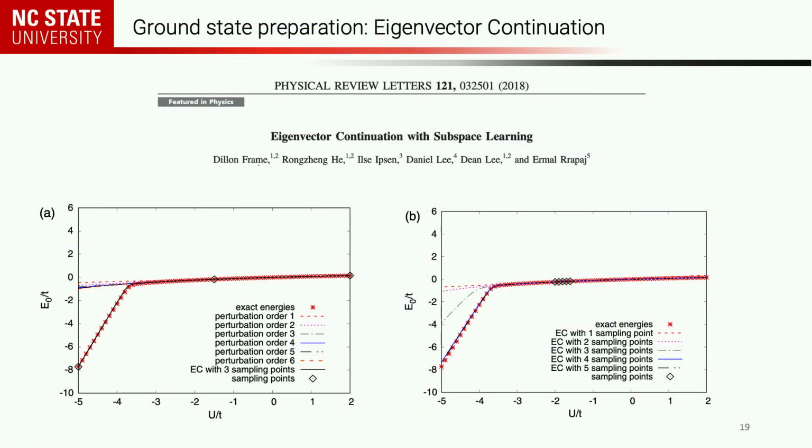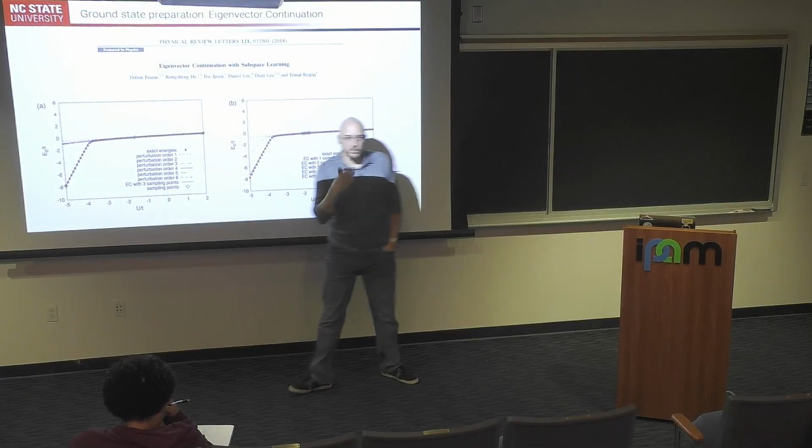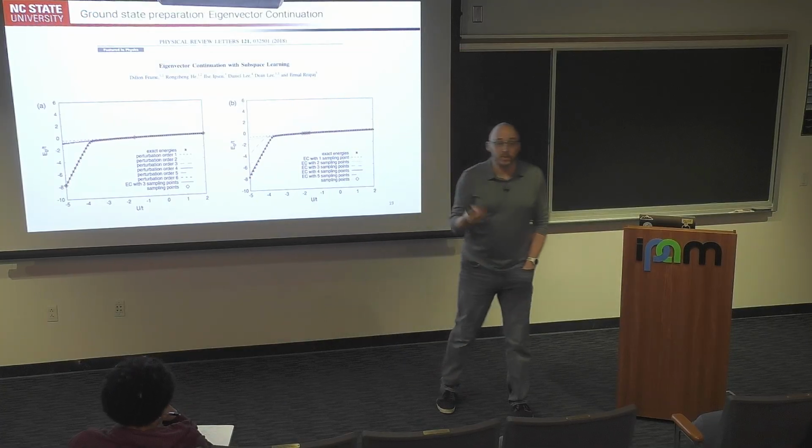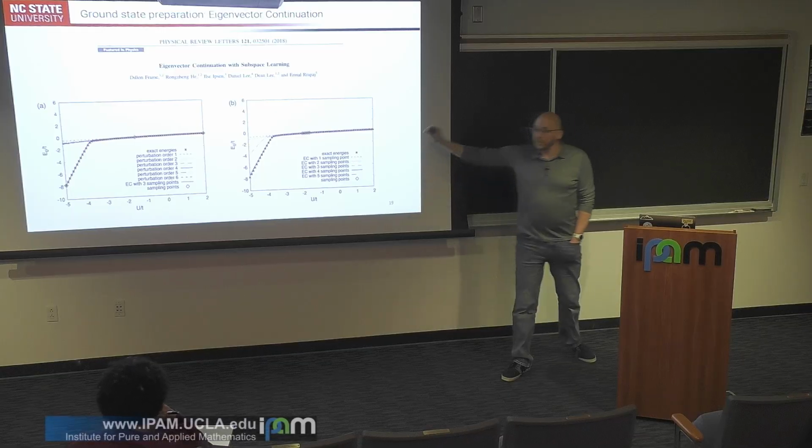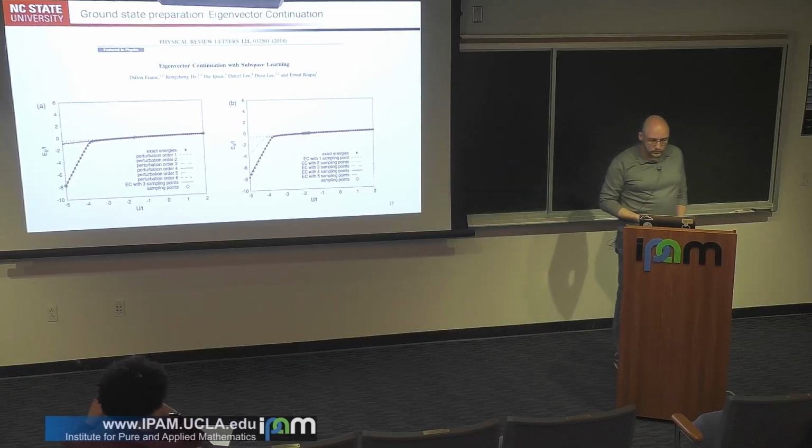You can do this also if you pick them nearby. Of course, your matrix is much worse because these vectors are much more like each other than these were. So you run into conditioning problems and all that sort of stuff. But classically, that works pretty well.